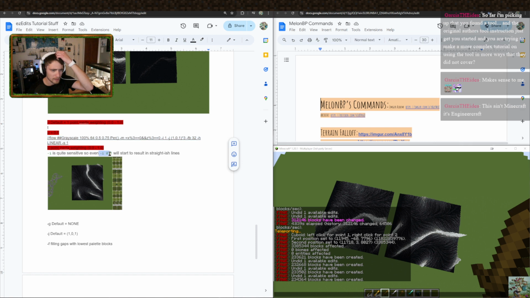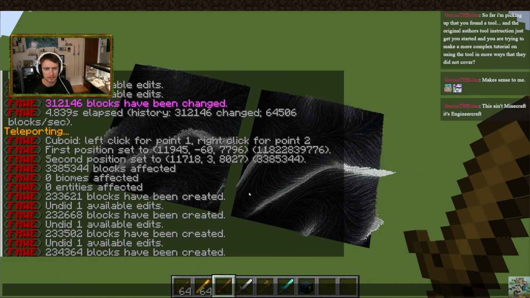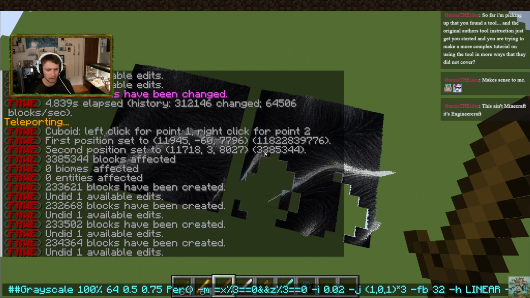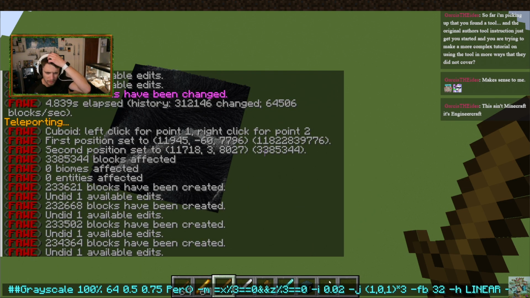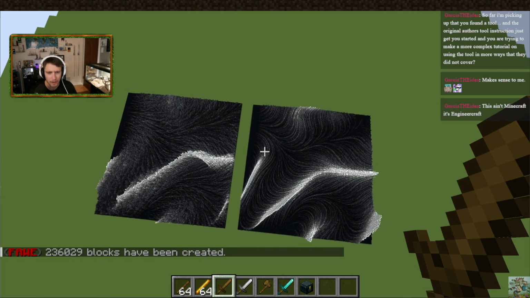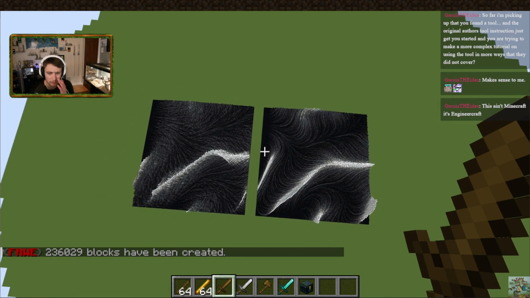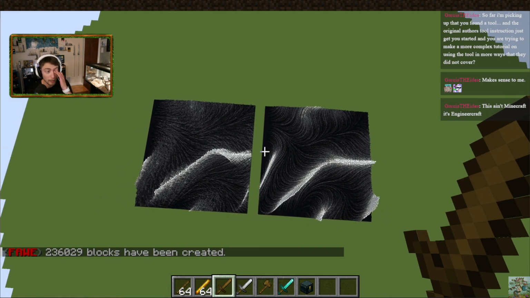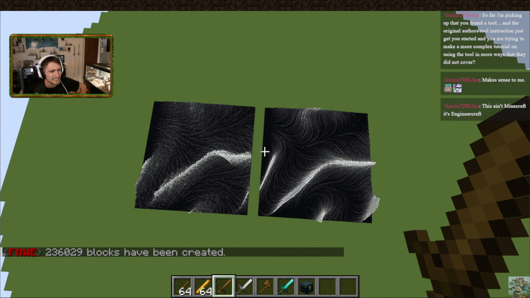So yeah, minus I 0.01 will start to result in straight-ish lines. Okay, let me just keep adding zeros and see how straight the lines get. I think he might just mean smooth. It just looks more noisy than the last one when I changed this. So let's just add another 0. Okay, so yeah, I think it's just more smooth lines than straight, I guess.